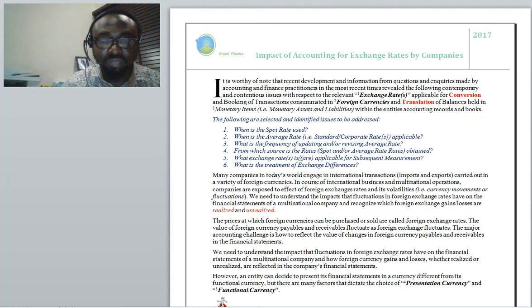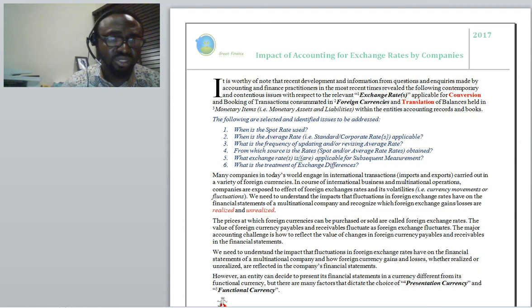Now, we need to understand the impact that fluctuations in foreign exchange rates have on the financial statements of multinational operations, which I've said before, and how foreign currency gains and losses, whether realized or unrealized, are reflected in the company's financial position. However, an entity can decide to present its financial statements in a currency that may be different from the functional currency. Now, when we talk about the functional currency of an entity, it's simply put as the currency of the primary economic environment in which the company or the entity operates.